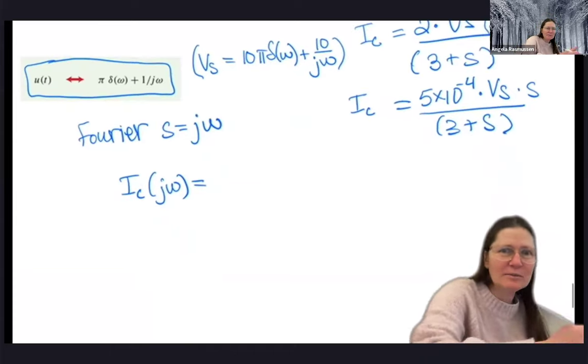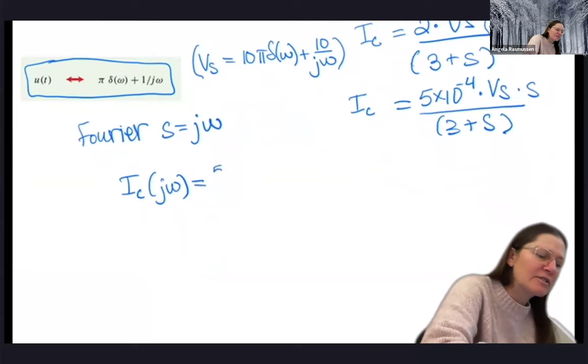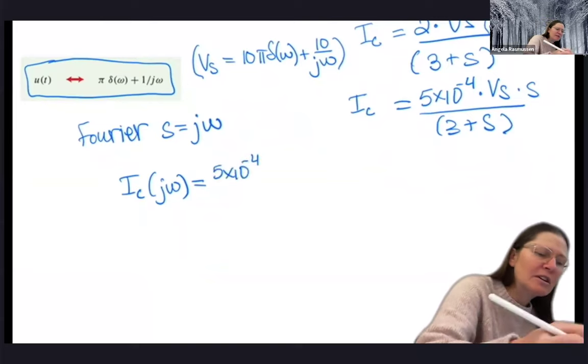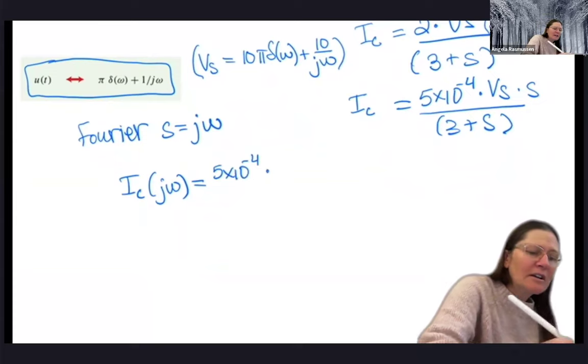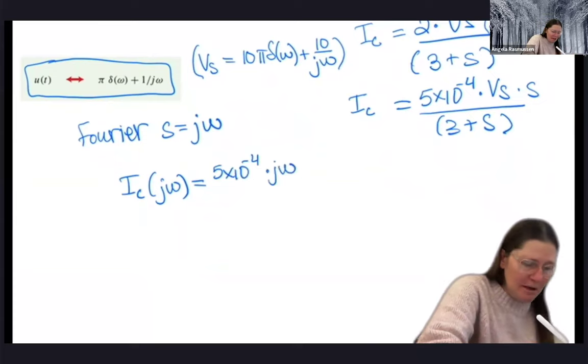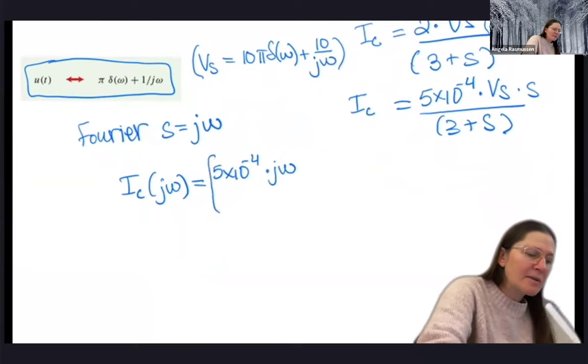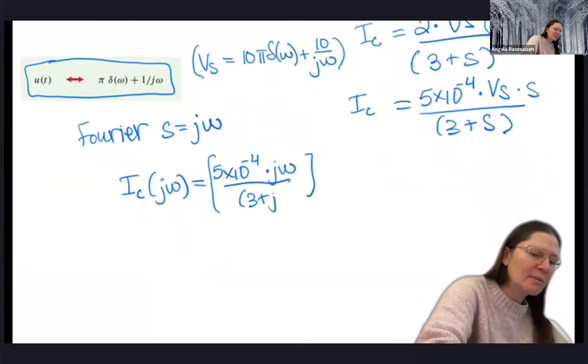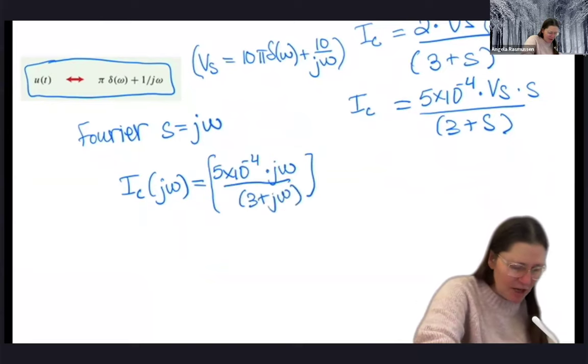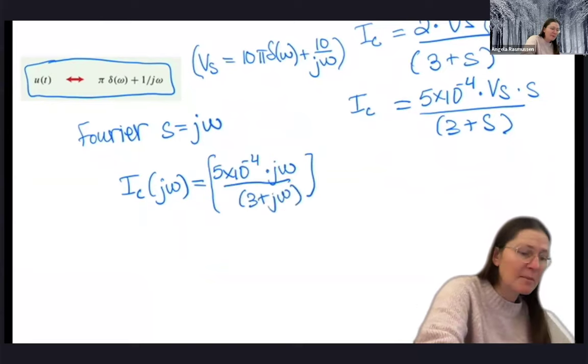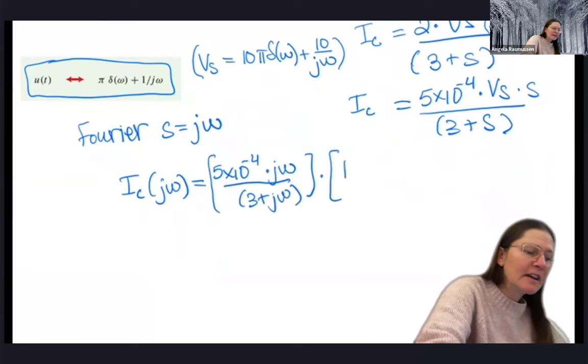Okay, so now we just plug this in for the rest of the equation. So 5 times 10 to the minus 4 times j omega. And I'm going to leave VS on the outside of it. And then 3 plus s, or j omega, sorry. 3 plus j omega. And now you can multiply it by the 10 delta.